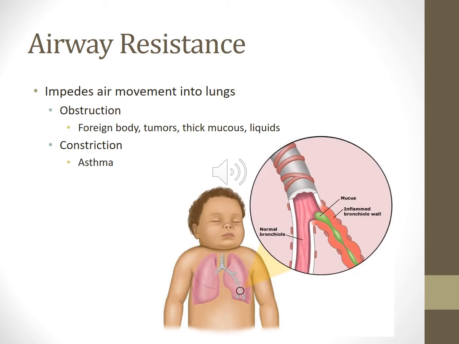Airway resistance is another factor in our respiratory system that can have an impact. Any process that changes the bronchial diameter or width can cause resistance, which can impede air movement into the lungs. Any obstruction, whether it's a foreign body or tumors, or maybe the patient is really ill with pneumonia and has thick mucus that blocks the airway, or conditions such as asthma, which constrict or narrow the airway, are going to cause airway resistance and impede air movement into the lung.